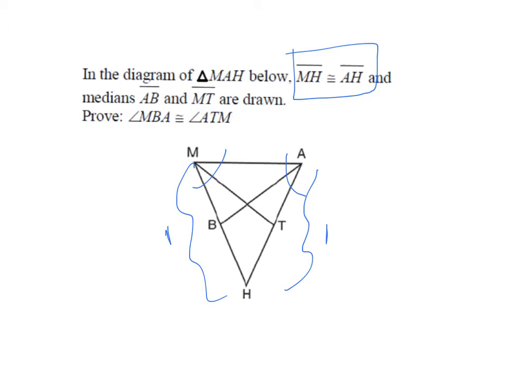Then we're going to take a look at the next piece, and it says that medians AB and MT are drawn. So a median cuts the base into two congruent parts. That means this piece is going to be congruent to this piece. And on the other side of the triangle, we have the same two tick marks.